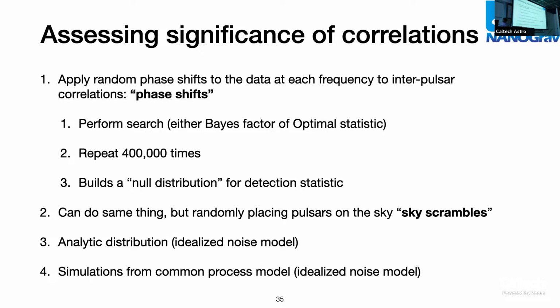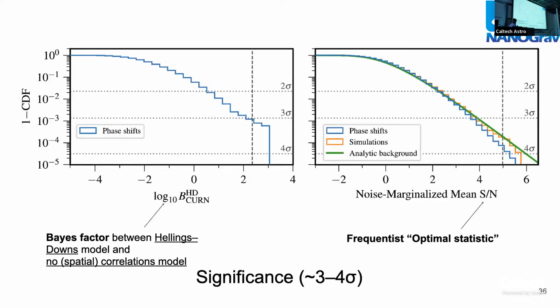As I said, we have 3 other ways of doing this, but I've focused on these phase shifts, as we call them. So these are our significances. For Bayes factors, we've got roughly 3 sigma significance, so a Bayes factor of about 200. And for our frequentist optimal statistic, we've got between 3.5 and 4 sigma, depending on how you estimate this background distribution.